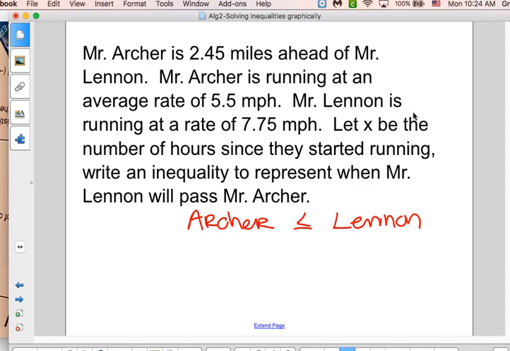I'm going to start with Lennon's equation because it's actually a little bit simpler. Lennon, does he have any sort of a head start? No, so he's starting at 0. So when he just starts running, he's just going to start. So in 1 hour, how far will he run?